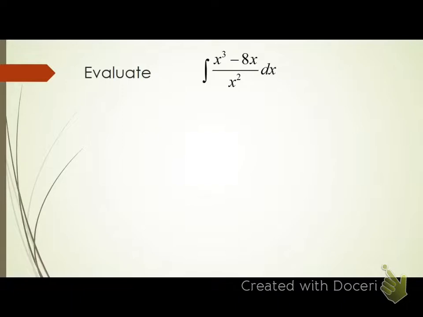I'd like you to do this one on your own. This one I recommend that you do what first? Divide out. It just makes life so much easier. So let's make this the antiderivative of what? x minus 8 over x dx? Yes? Everybody comfortable with that step?